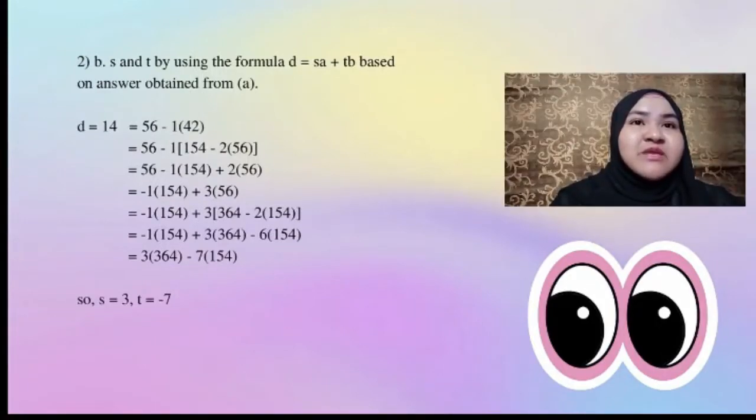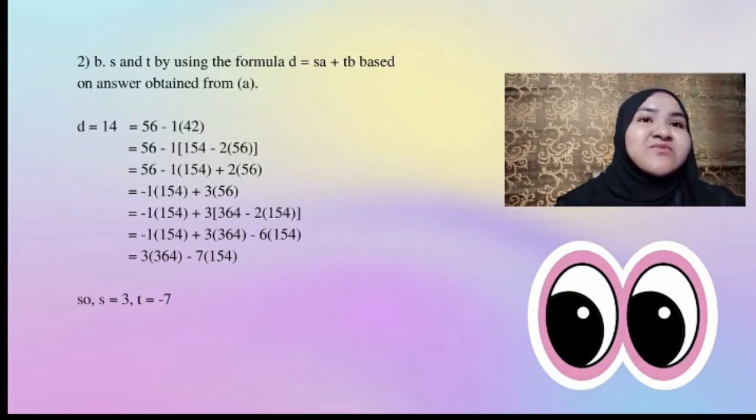For question number 2B, find S and T by using the formula D equal to SA plus TB, based on the answer obtained from A. We know that the value of D is 14, and we take the second last from A, which is 56 minus 1 times 42. Then we replace the value of 42 in bracket with 154 minus 2 times 56, and solve it: 56 minus 1 times 154 plus 2 times 56, and then we get negative 1 times 154 plus 3 times 56.